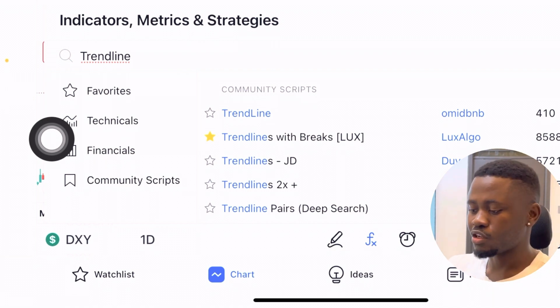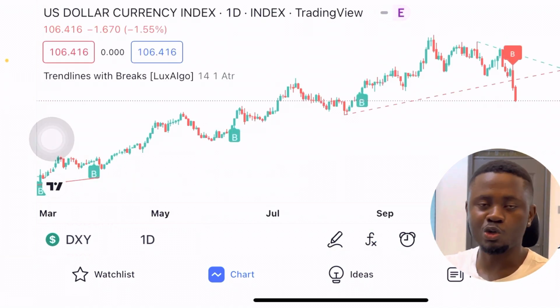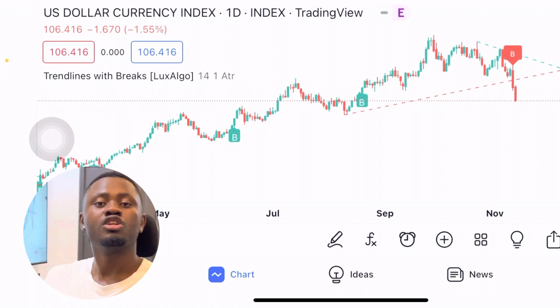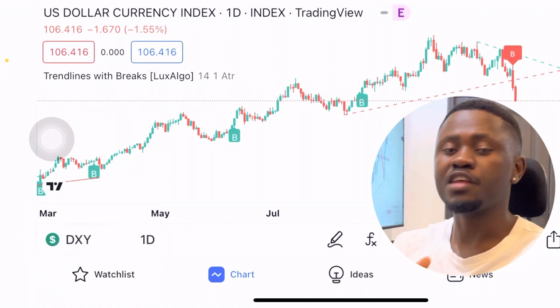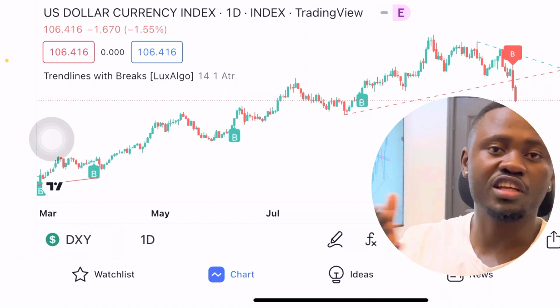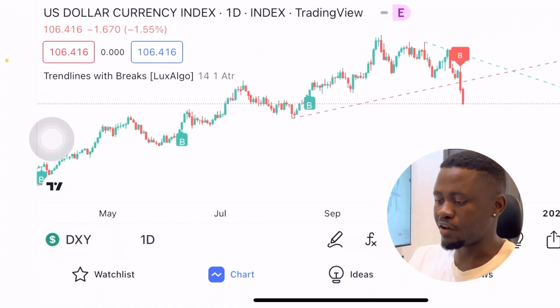Trend line with breaks is just an indicator that helps you draw out trend lines. So if you don't know how to draw trend lines, it will help you, and even show you where a certain trend line has to pass through. So this is my market, as you can see.